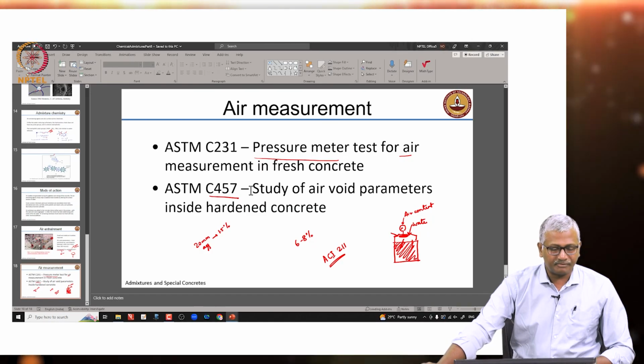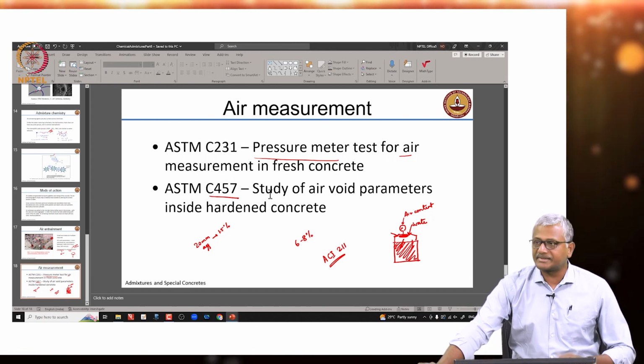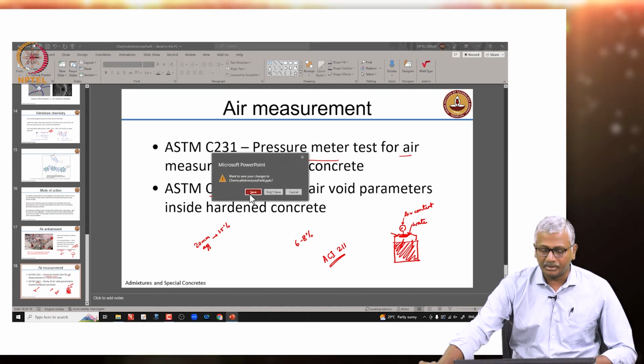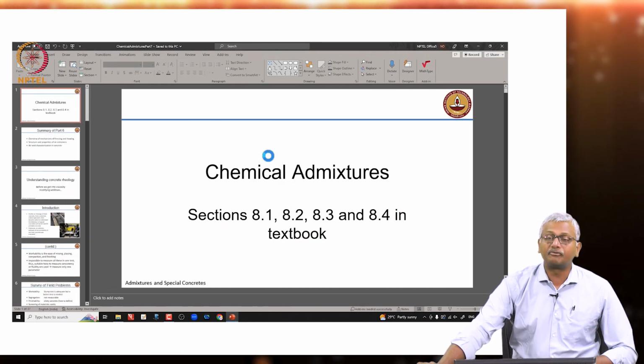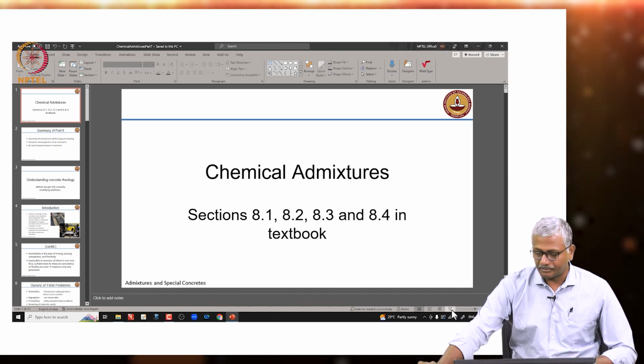Okay, so with that we finish up our discussion on air entrainment. I'll move on to the next segment on rheology modifiers, which are getting increasingly important from the perspective of flowable concrete as well as from 3D printing of concrete.